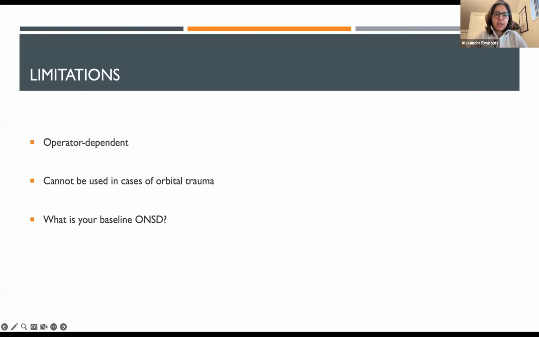Again, there are limitations to this as well. It's like everything that is ultrasound, it's operator dependent. It cannot be used in cases of severe orbital trauma, or theoretically, if a patient were to have an optic glioma, for example. But then also, if you don't know what the baseline optic nerve sheath diameter is, it can be difficult to interpret.